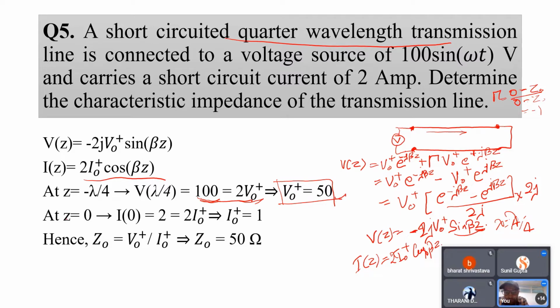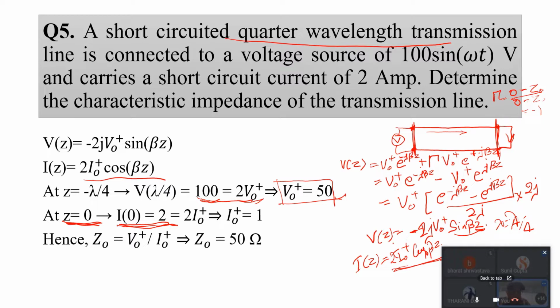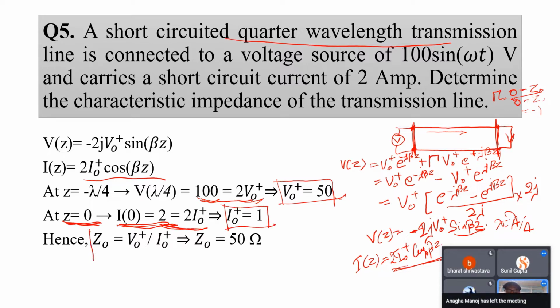So this you have defined at the source end, whereas at the load end where Z is equal to 0, the short circuit current is defined as 2 ampere. So from here you can see that 2 I naught plus will be equal to 2 ampere. So here you can calculate the value of I naught plus. Z naught is calculated as V naught plus divided by I naught plus. So from here you can calculate the value of characteristic impedance as 50 ohm.